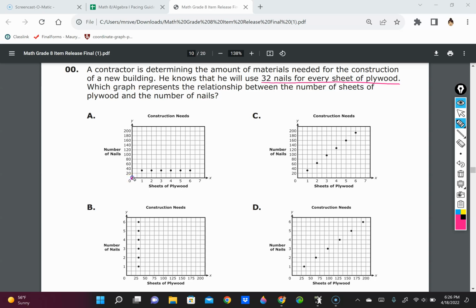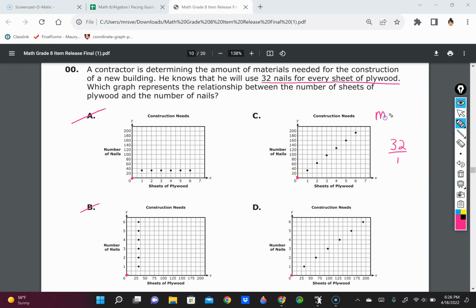Also, you can think about this being proportional. This should go through the origin, because if I'm using 0 sheets of plywood, I'm going to be using 0 nails. So we can already eliminate A and B. Those don't seem to be going through the origin. Now, I'm going to use 32 over 1 as my rate. And if I look at C, that's probably hitting somewhere around 32.